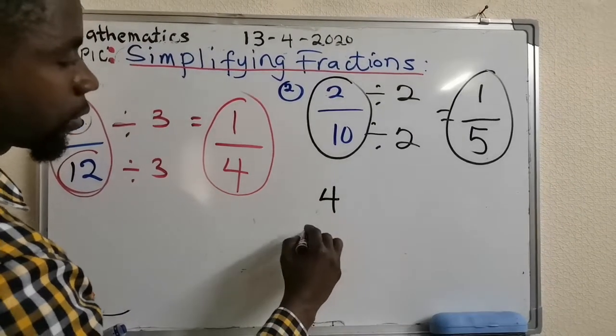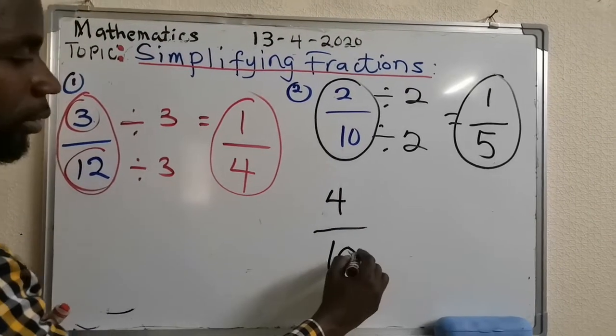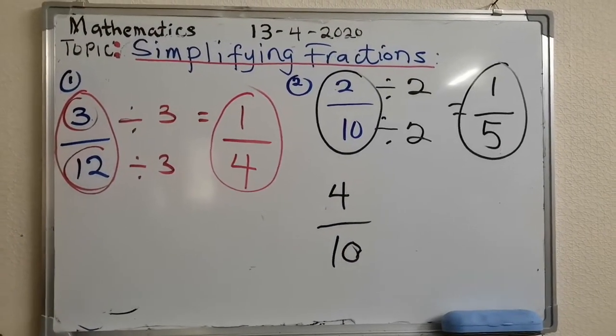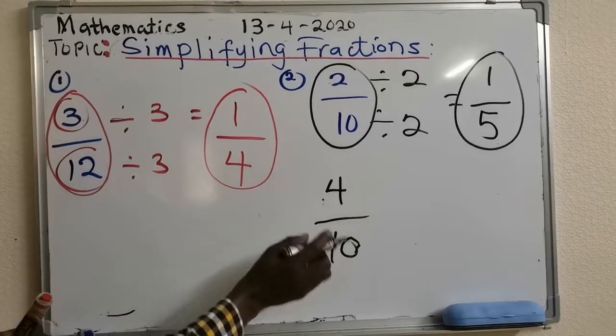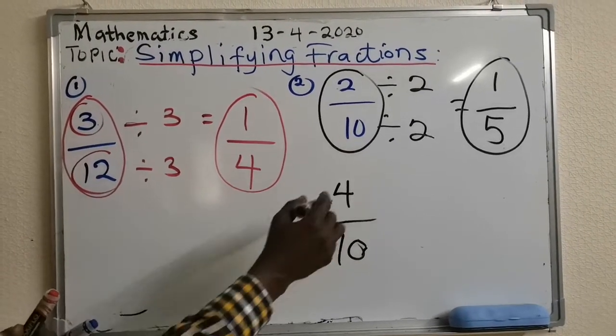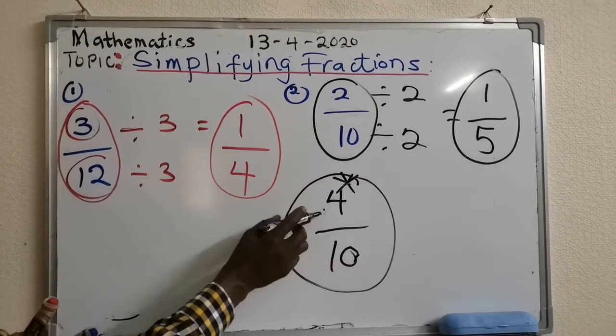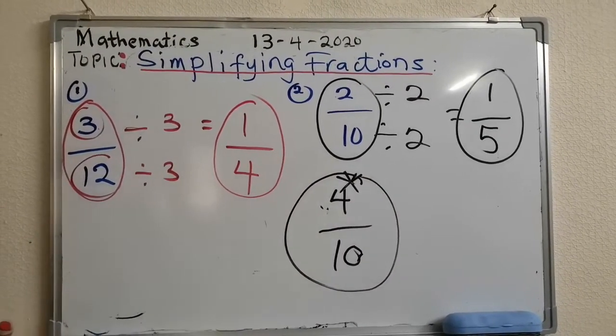What about 4 over 10? Now we realize that 4 cannot divide 10. So what are we going to do? In our next lesson, I'm going to explain this, when the numerator cannot divide the denominator.